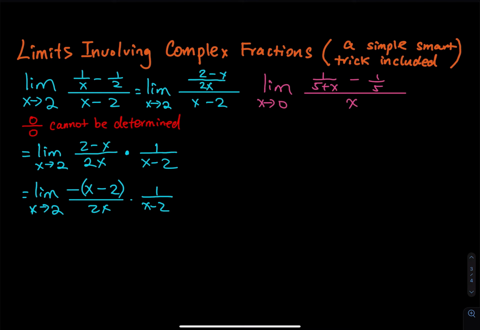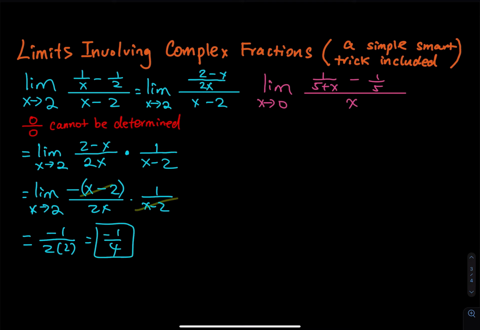And then now you can do the cancellation, and then now you are safe to plug in 2 because x minus 2, that is what makes the 0 happens, right? That is gone. Now it is safe to plug in, and then you just plug in. So you have a -1 divided by 2 times 2. So the limit is equals to -1 over 4.